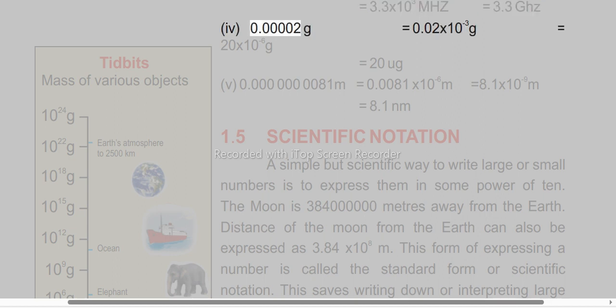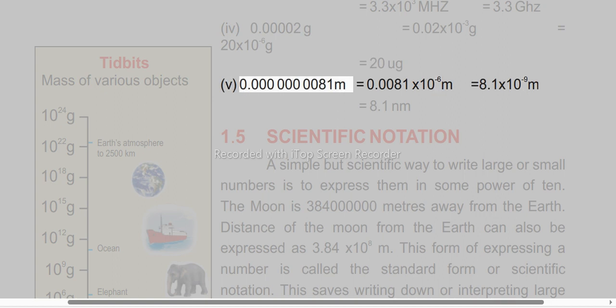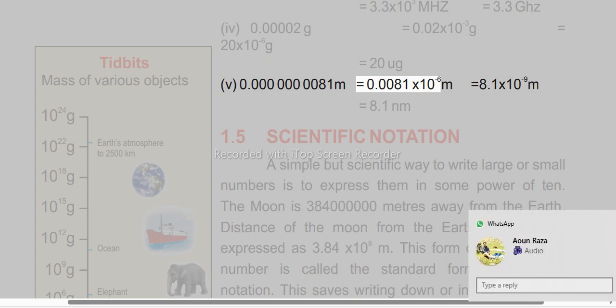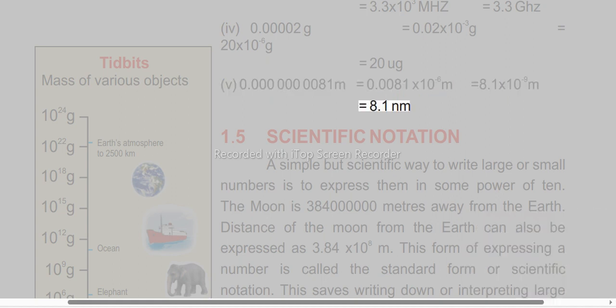0.00002 g is equal to 0.02 times 10 to the power -3 g equals 20 times 10 to the power -6 g equals 20 micrograms. 0.000000081 m is equal to 0.081 times 10 to the power -6 m is equal to 8.1 times 10 to the power -9 m equals 8.1 nanometers.